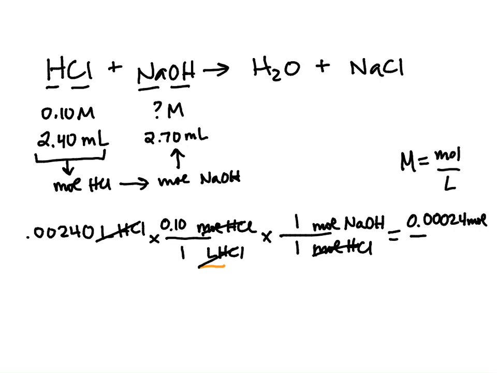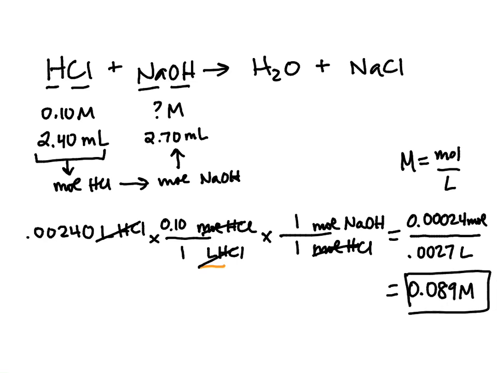And what we want is the molarity, and that's the moles divided by the liters. So we have the moles. Now we're going to divide by liters. Again, make sure you take that volume and move the decimal point 3 places to the left, divide by 1,000 to get it to be liters. So 0.0027 liters. And then we divide those, and we're going to round to 2 significant figures because that's what the concentration of our hydrochloric acid has. So that's going to be 0.089 molar. And that is the answer to our problem.